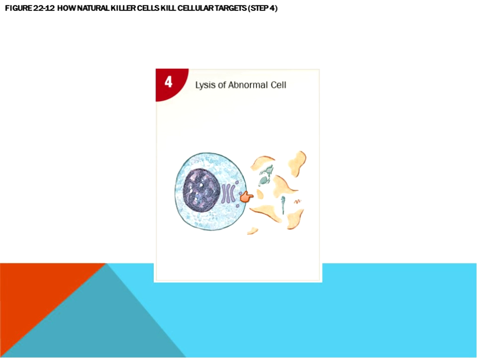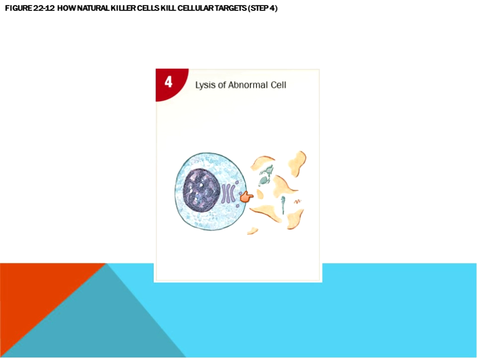And then we have lysis of the abnormal cell. And remember, it's not that these natural killer cells are looking for a specific change in the antigen or the cell surface marker. They're just looking at whether the cell surface marker is what it should be, hey, I'm a Jody cell, or what it shouldn't be, hey, I'm a Kelly cell.